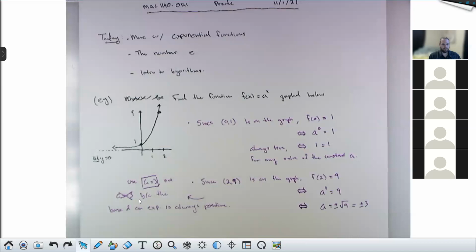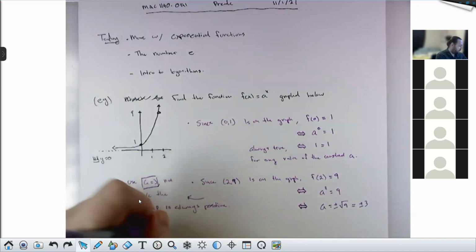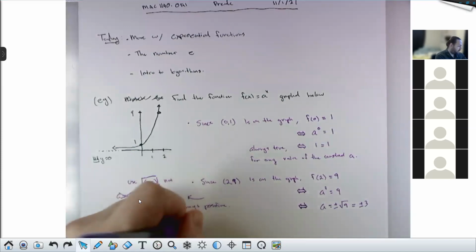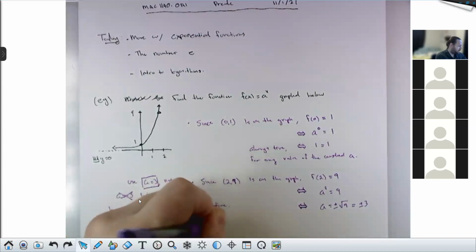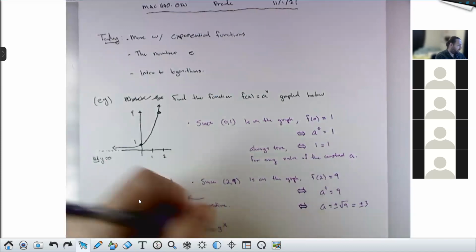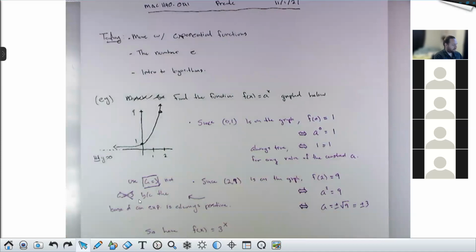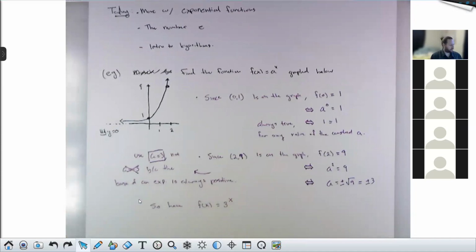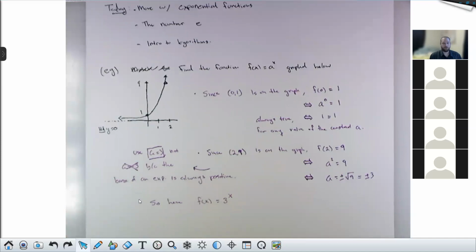We want these functions to be able to take in all real numbers as their inputs, and we want them to spit out positive real numbers as their outputs. We don't want them spitting out non-real complex numbers. So here the function is f of x equals 3 to the x. If you prefer to think about it the way you did, that will get you to the right place as well. So I don't want to say I'm correcting you. I just want to point out that there are other reasons also.